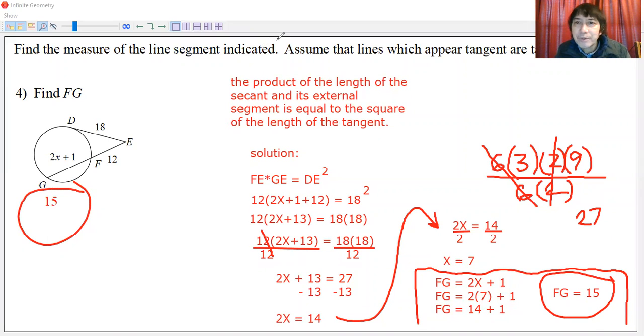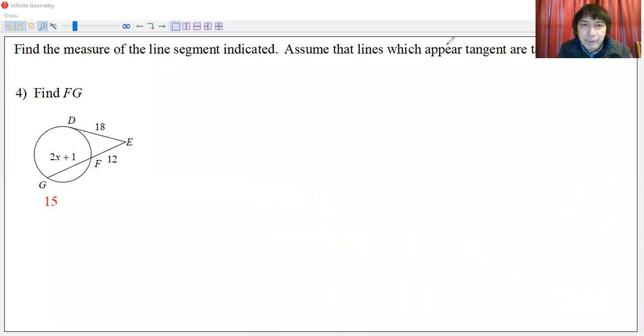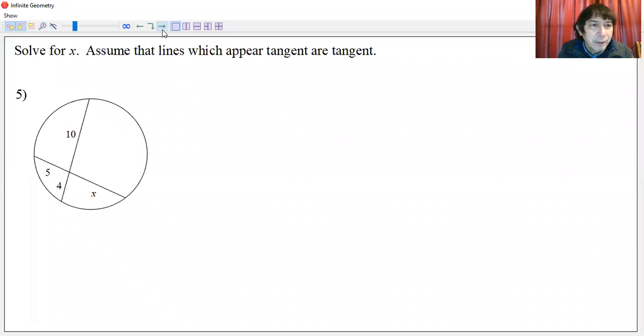Let's continue with number 5. Clear the screen and continue with the 5th question. All right, here's the next. We have a different type of problem here. We have intersecting chords. Okay, a chord is a segment whose endpoints are on the circle.